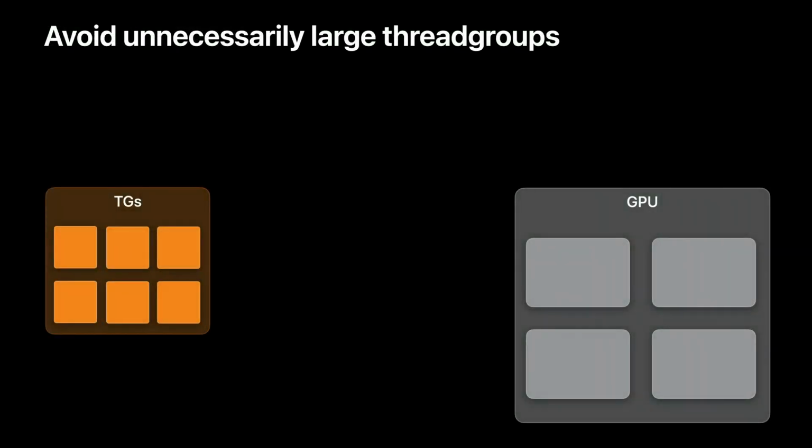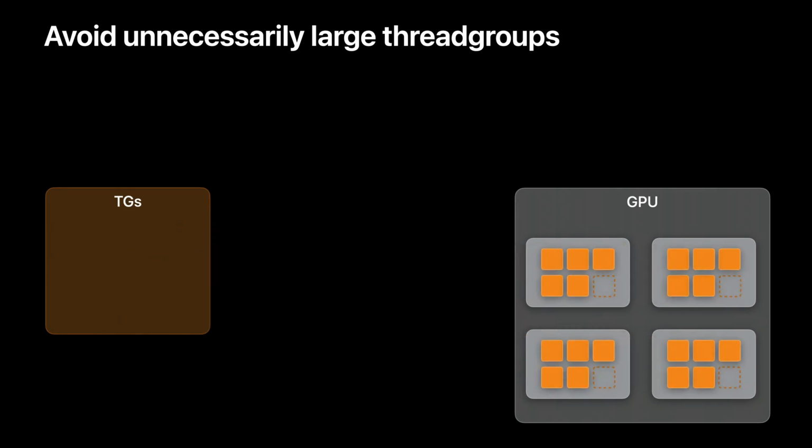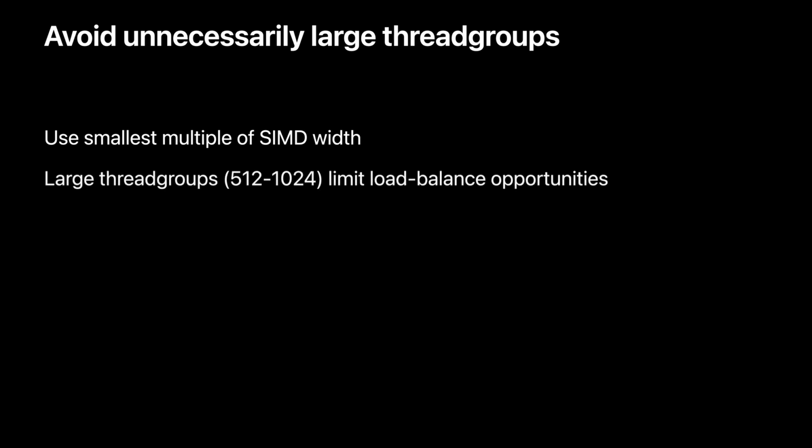Another thing to consider would be avoiding unnecessarily large thread group sizes. Making thread groups smaller will map the load to the hardware more uniformly. Using larger thread groups might prevent a more uniform distribution, leading to imbalance in the GPU cores. It's best to use the smallest multiple of the SIMD width that maps well to your workload. By using smaller thread groups, the GPU has more opportunities to better balance its workload.